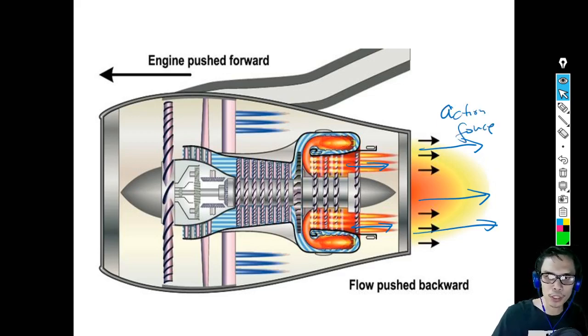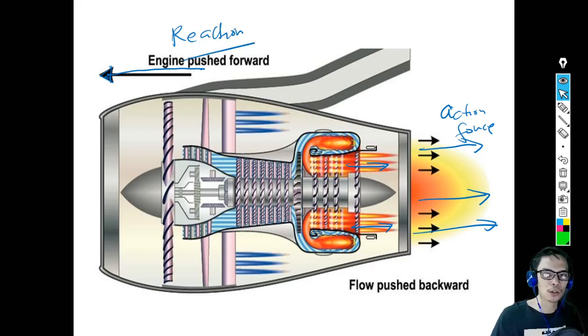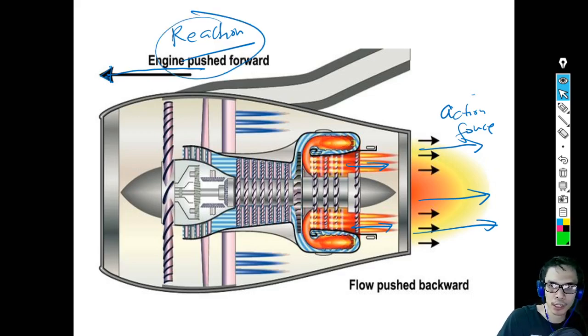And all right, upon propelling those gases that way, the engine is most likely to be pushed forward. This is now your reaction force. So the engine is pushed forward. That is why you are able to travel on the airplane, able to travel on air, because of these two forces that you have right here.